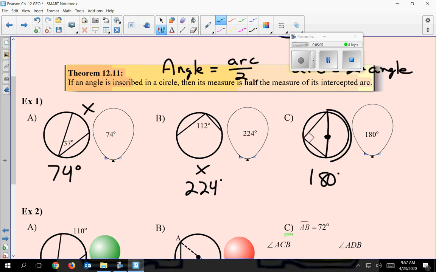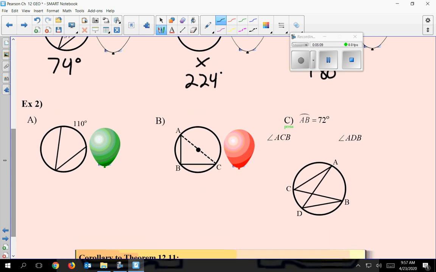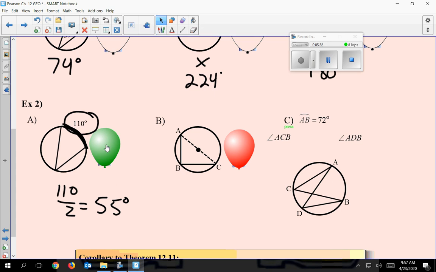All right. Now we're going to go to what the theorem says. If you have the arc, the angle should be half of that. So if I have this, which is indicating the measure of this arc, I really want to divide that by 2. That should get me, I believe, 55 degrees. Let's see what the balloon says. And we were correct, okay?